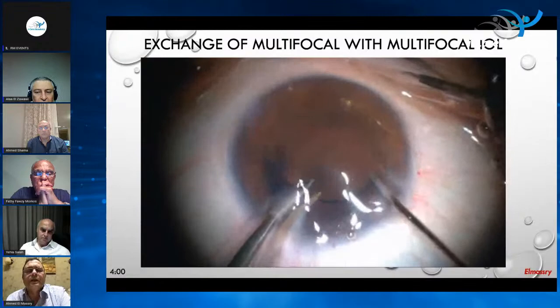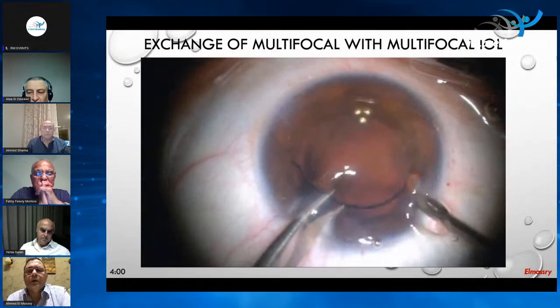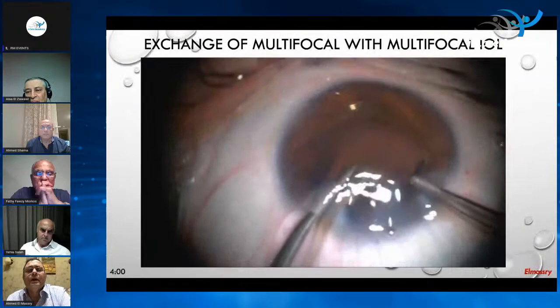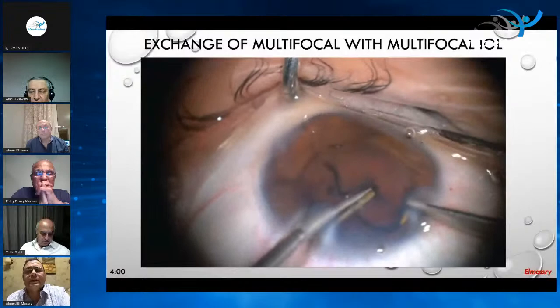Again, giving more viscoelastic, widening the side port, holding the lens, putting viscoelastic again behind the lens to protect it, and then holding with the McPherson to find a counter pressure. In this situation, I thought of getting the lens out just by cutting this part, not to cut the whole lens out, but I found it's difficult to get it out.